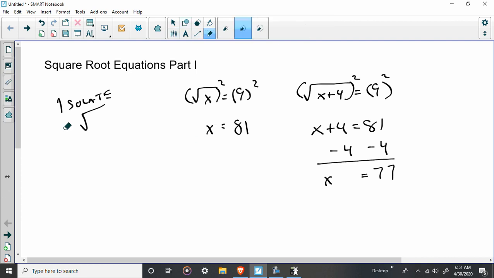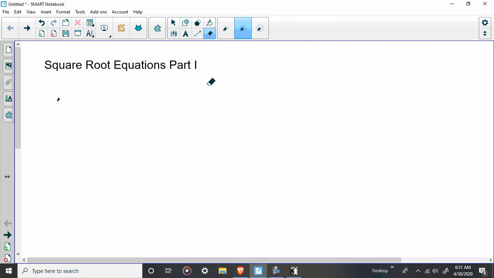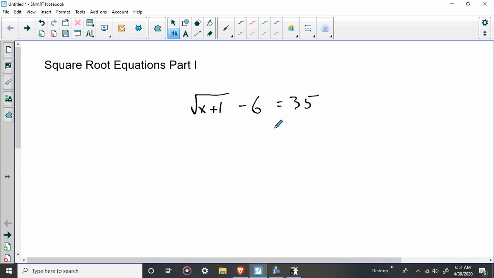Let's take one or two more, and then I will go into a few examples. What if I said the square root of x plus 1, minus 6, is equal to, I don't know, 35? Well, again, what am I going to do? I need to isolate the square root first. So always move whatever's on the outside first, okay? So what am I going to be left with? The square root of x plus 1 over here is equal to 41.